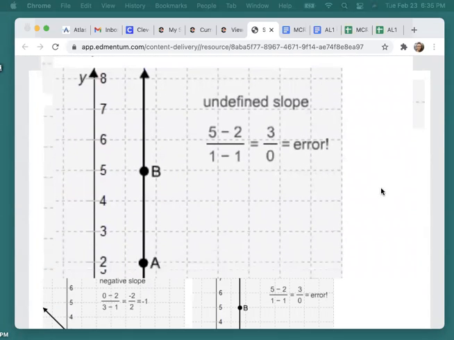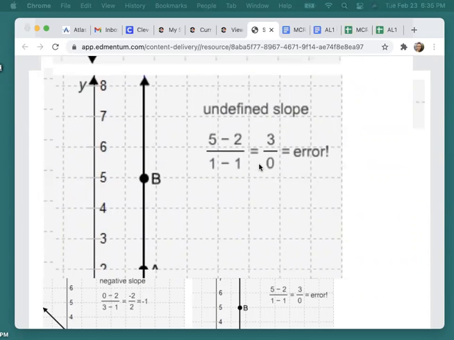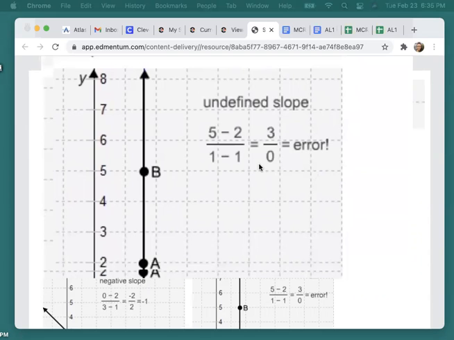And then undefined is if your line is straight up and down. In this slope equation, there's a 0 on the bottom of it. So anytime you have a straight up and down line, your slope will be undefined.